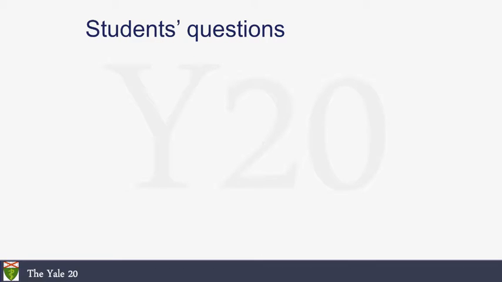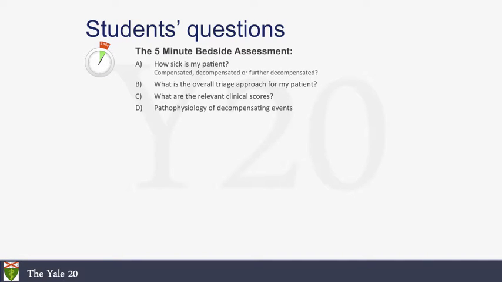So as in all Yale20 modules, we start with a 5-minute bedside assessment. How sick is my patient? What is the overall triage approach? Think about clinical scores that can help that triage approach. Above all, think about pathophysiology that then helps you to make clinical decisions.